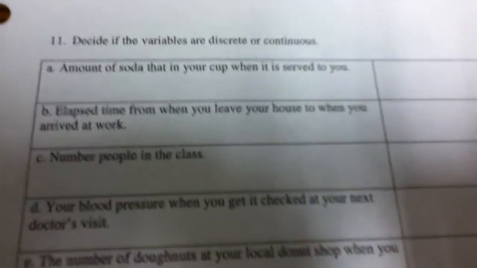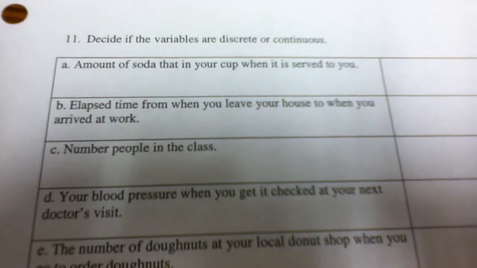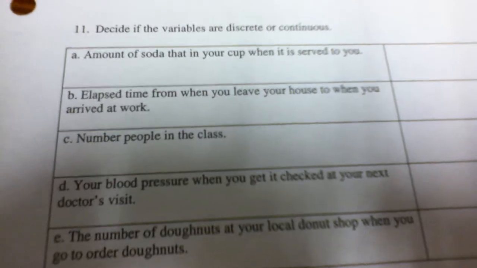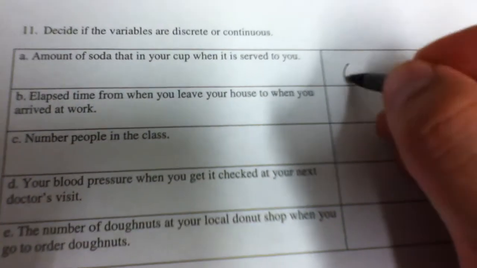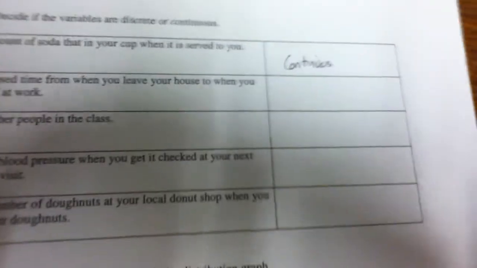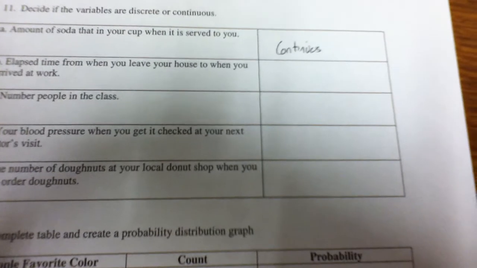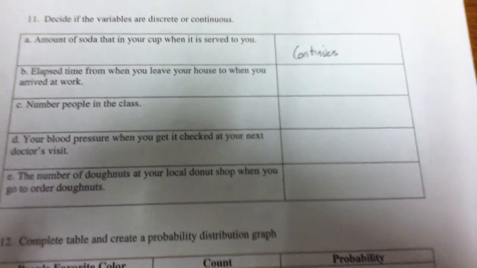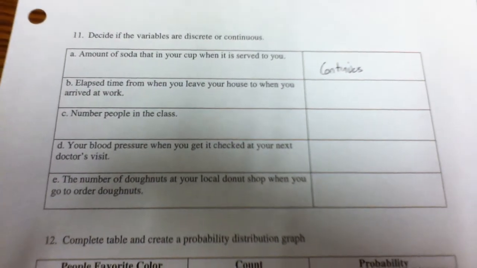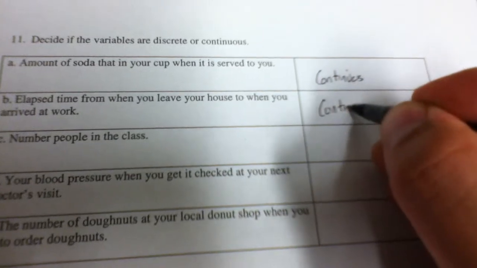Question 11. Question 11 discusses discrete and continuous. Now remember, discrete are things we can count. Continuous are measurements. So the amount of soda in your cup is something we'd measure. That would be continuous. Even though you pour the same cup, how much is in there exactly, there's many answers, continuous amount of answers. How much time from when you leave your house to when you arrive at home, that is a measurement, that is continuous.